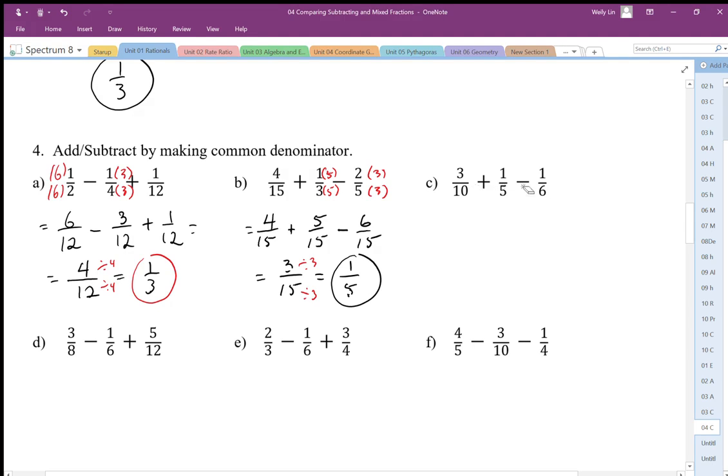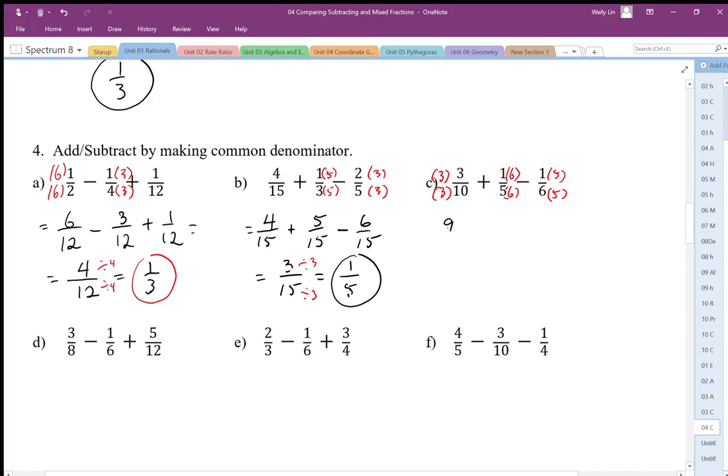So 10, 5, 6, the lowest common denominator is going to be 30. Okay, we want to try to go for the lowest as well. If we just multiply that all together, we're going to get 30 times 10 is 300. I mean, that's bigger than we need. So we're going to use our lowest common denominator. And that lowest common denominator is 30, so we need a times 3 here, times 6 here, times 5 here. Okay, make sure you show that multiplier.